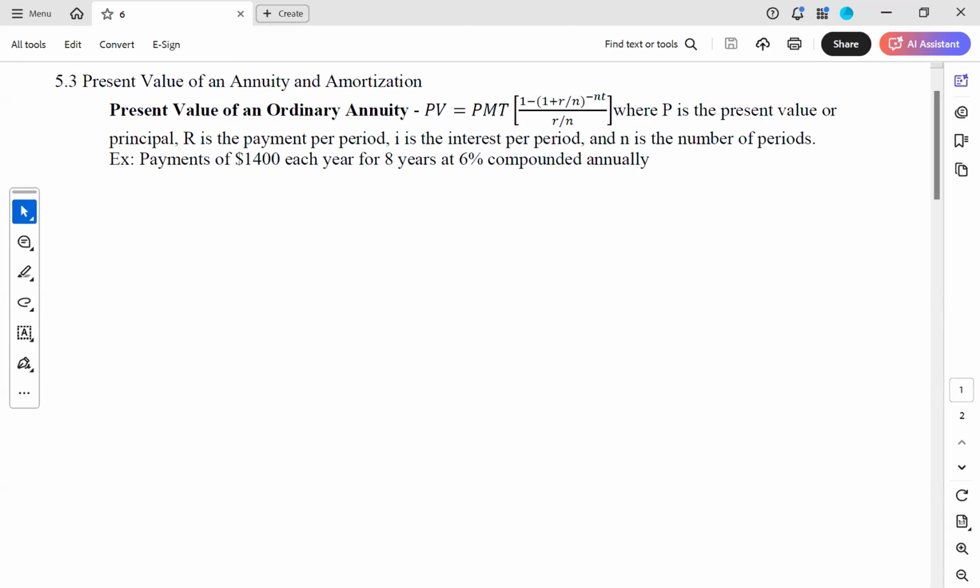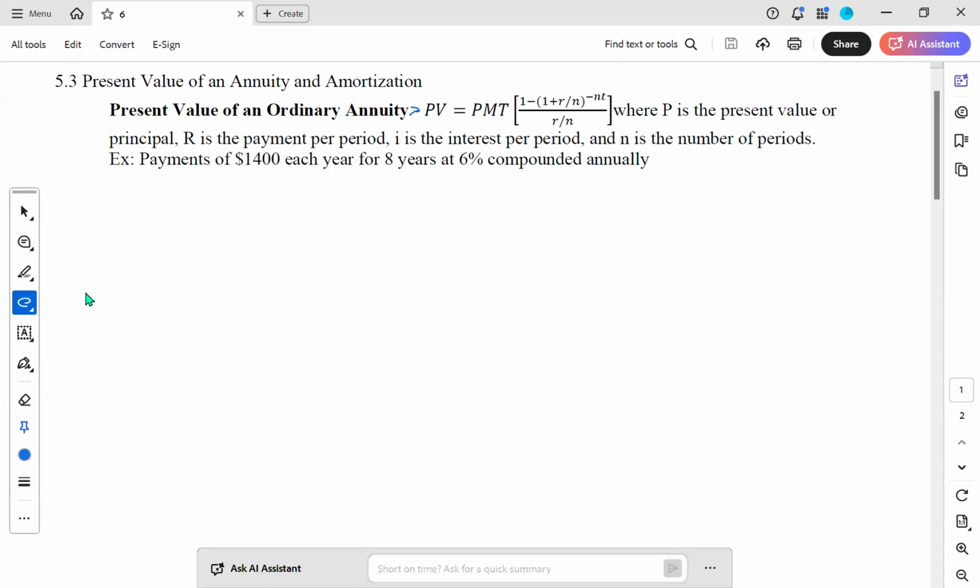All right, we are doing 5.3, present value of an annuity and amortization. The present value of an annuity, that is not a negative sign, just so you know. That's just letting you know that this is the formula.